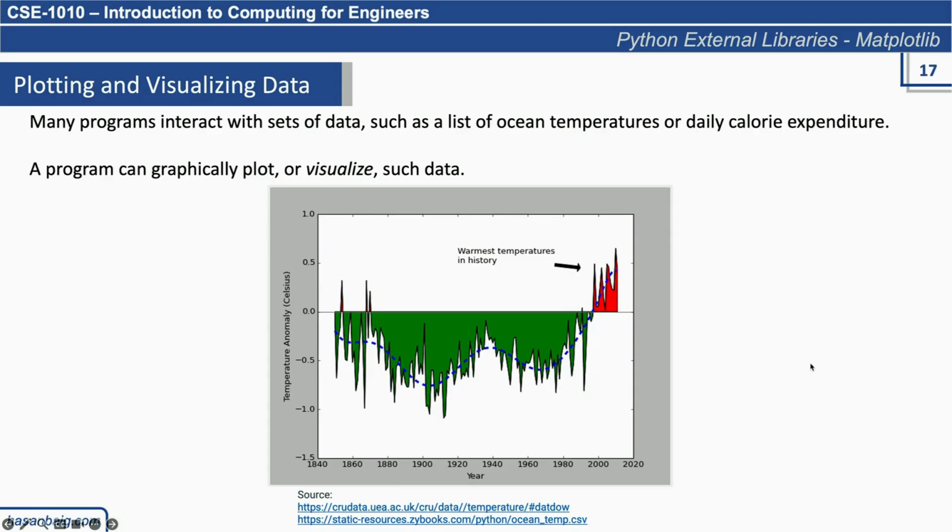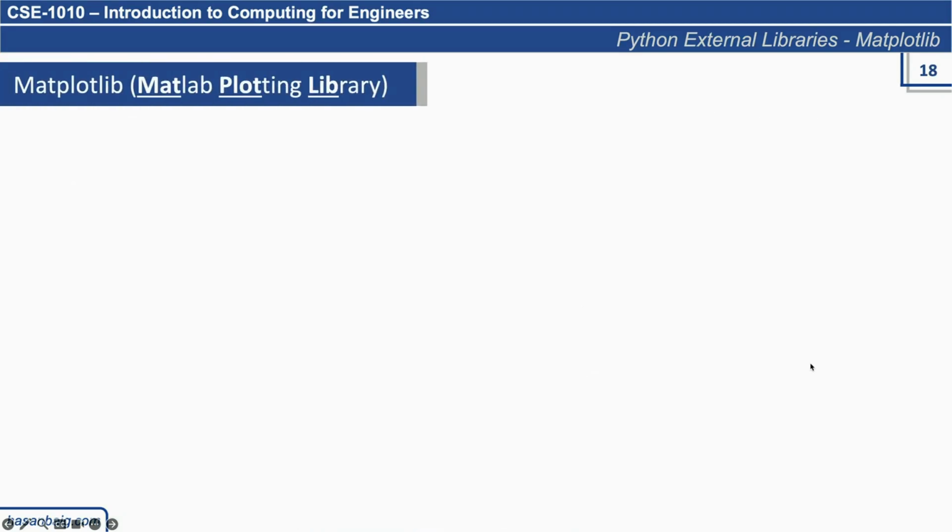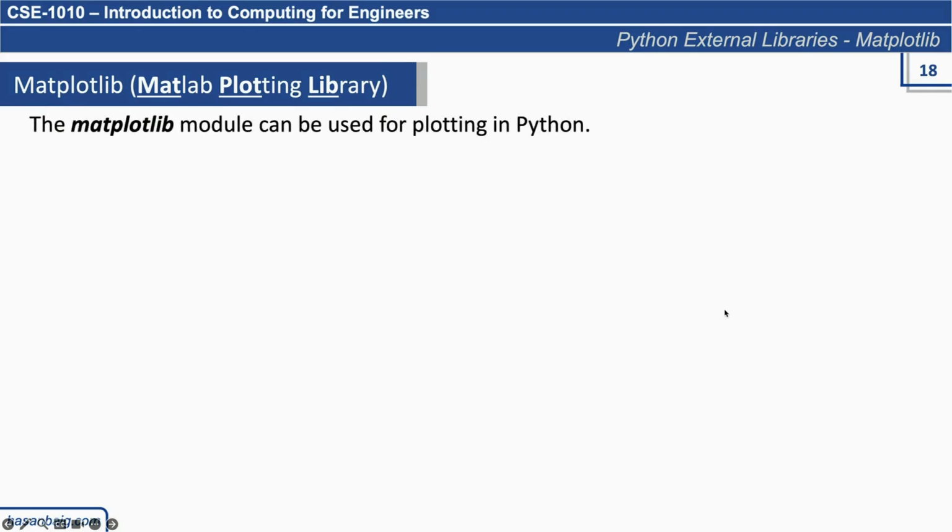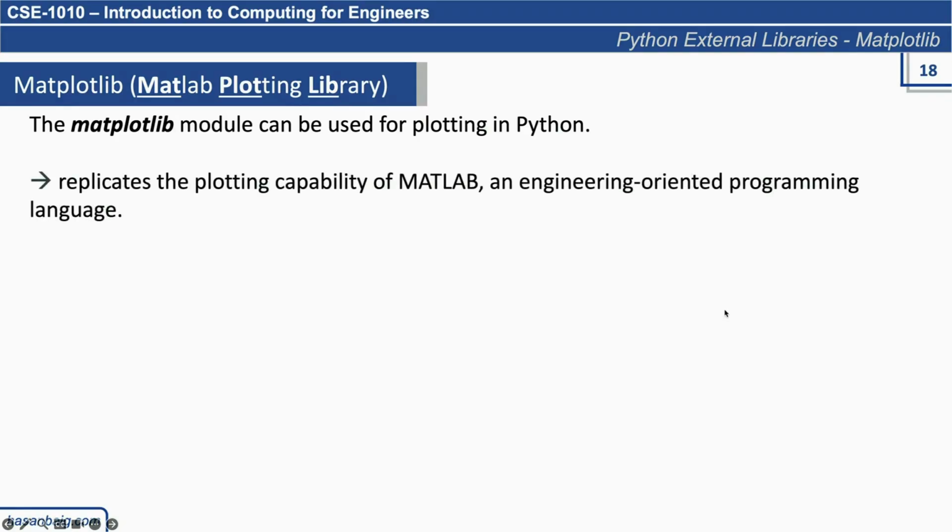Okay, so we have an external library available called matplotlib. It's a module for plotting in Python. It replicates the plotting capability of MATLAB, which is an engineering-oriented programming language. People call it a language, but it is not really a language. It's just like a matrix laboratory. It helps you play around with the numbers easily. So if you are an engineering major, maybe mechanical or electrical, you will find yourself using MATLAB somewhere down the road.